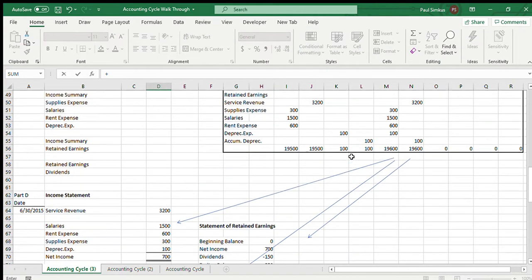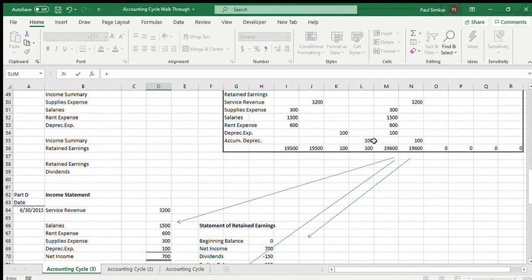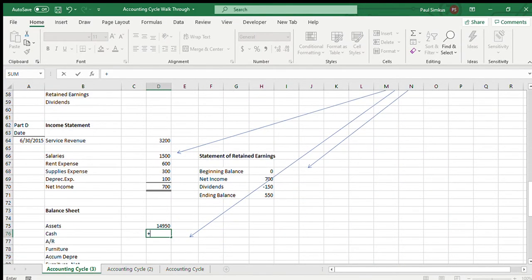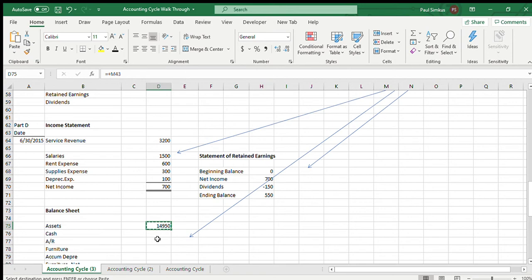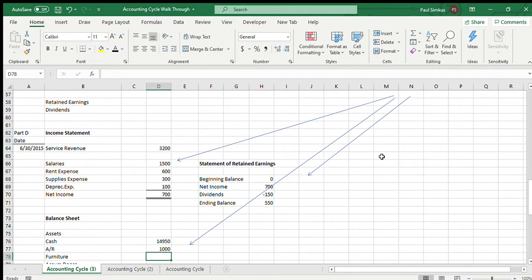Then just pull the balance sheet accounts off. There's the cash. I'm sorry. That belongs down here. That was the heading. Okay. AR. Furniture.